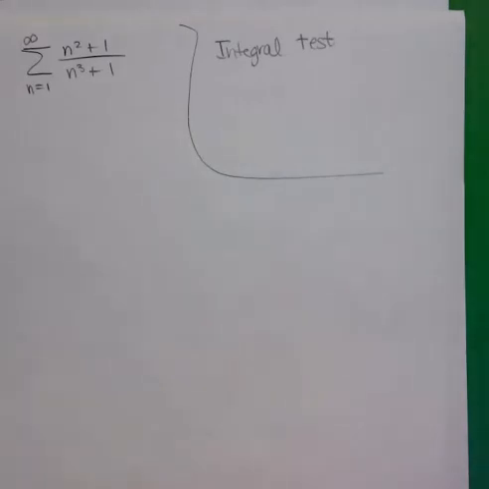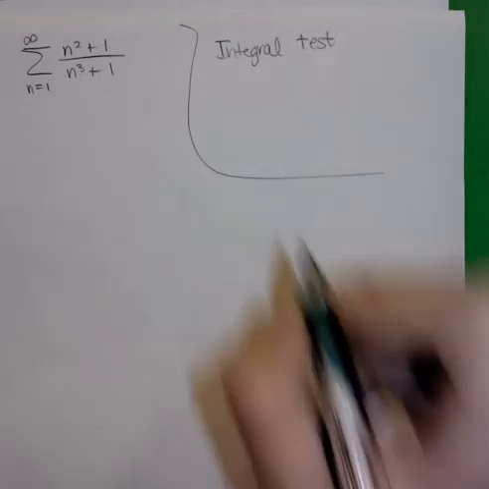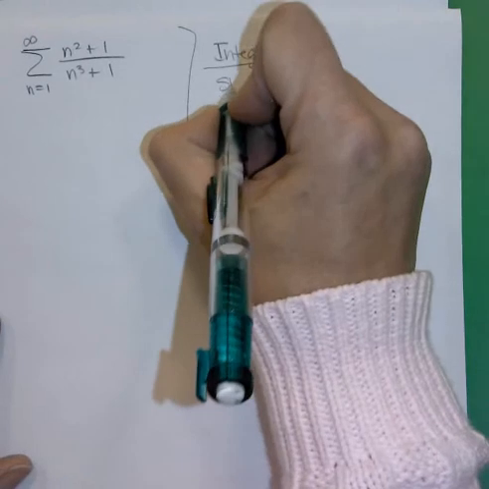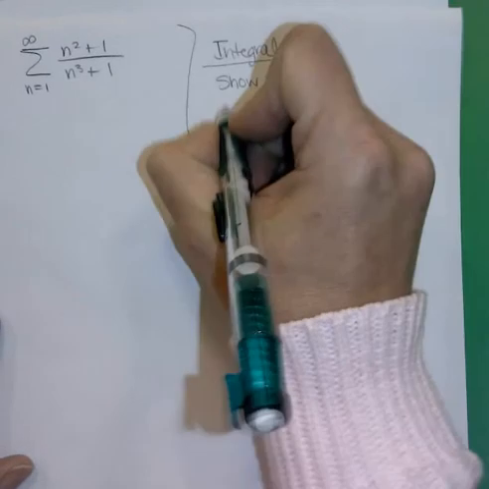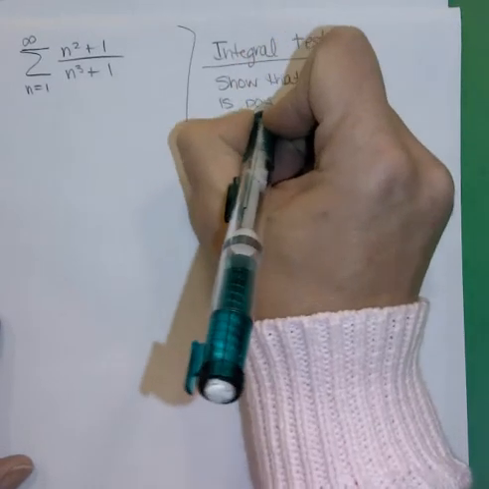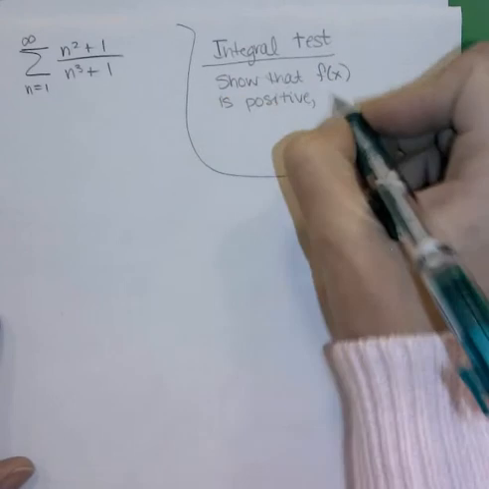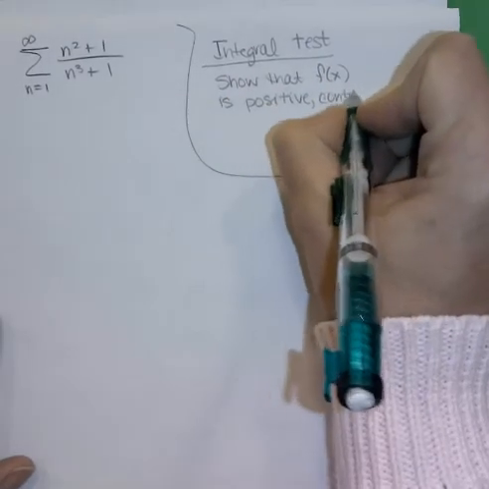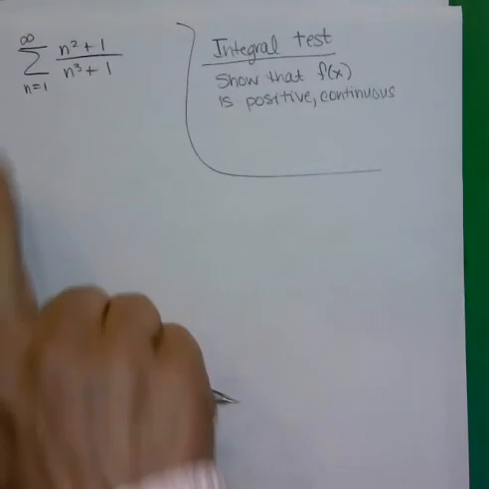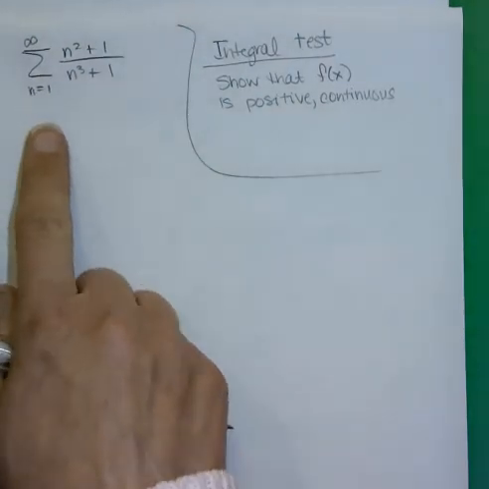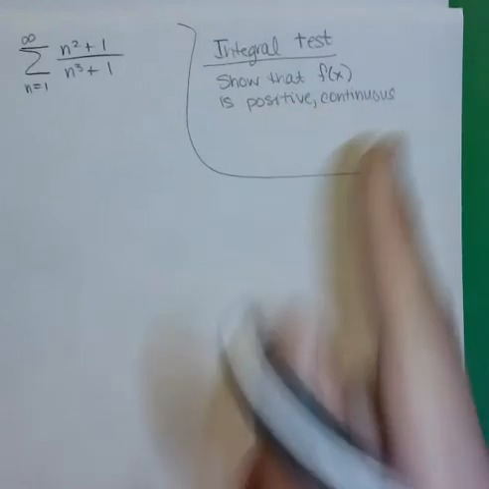So if the integral converges, the series converges. But before we can even use the integral test, we have to show that f of x is positive, continuous, and decreasing. And usually the positive and continuous part is really easy. You can just say, I can just tell by looking at it that it's positive and that it's continuous. Maybe it has a denominator that's 0 at -2, but our series starts at 1, so we don't have to worry about it. So the positive and continuous part are really easy to show.